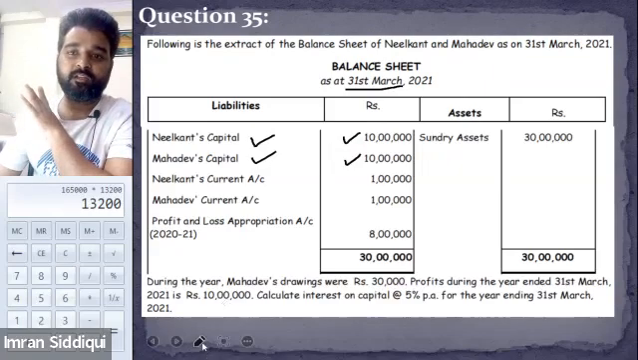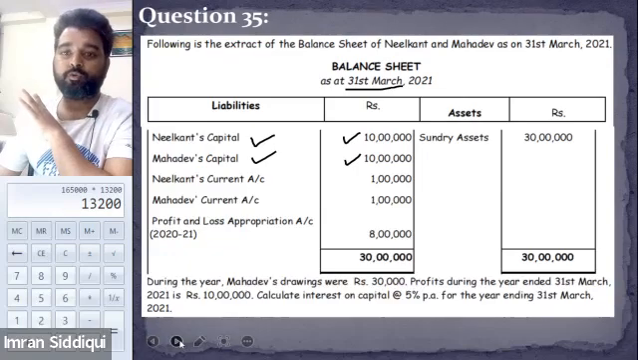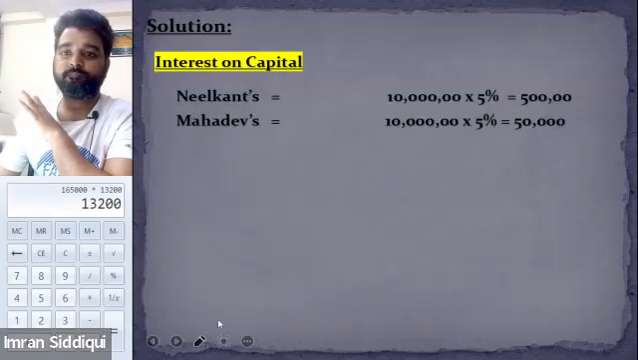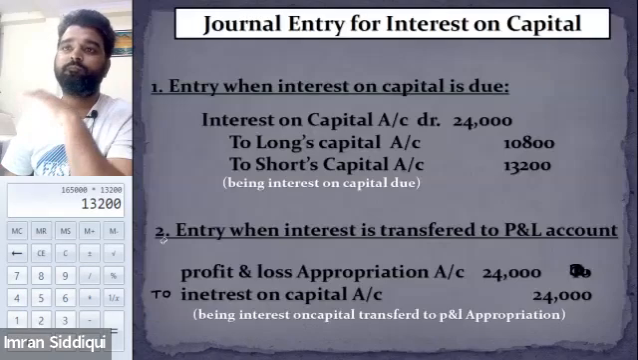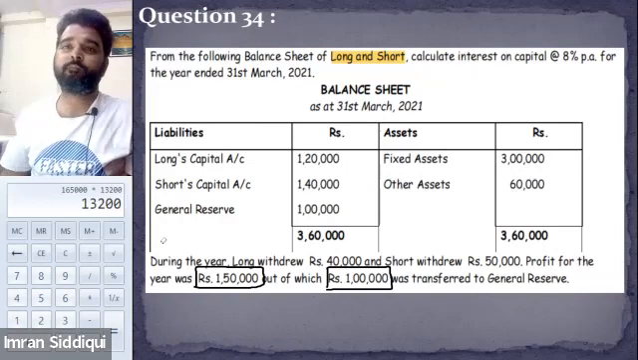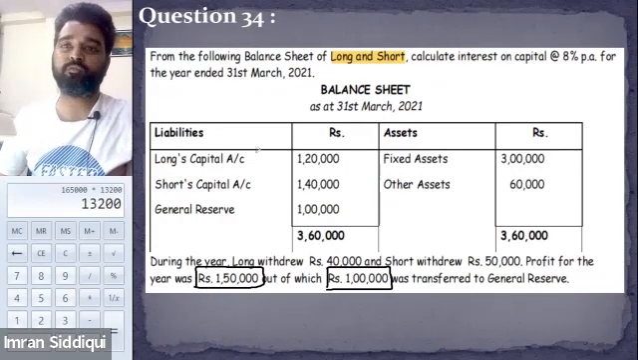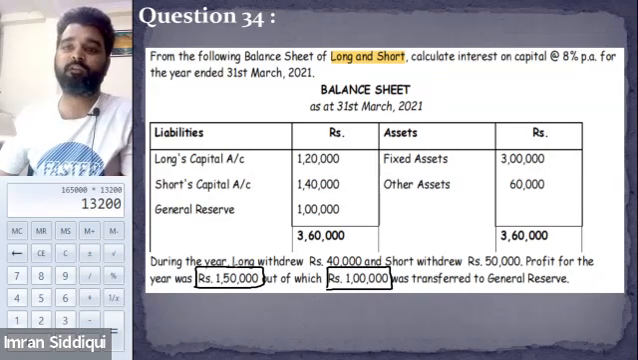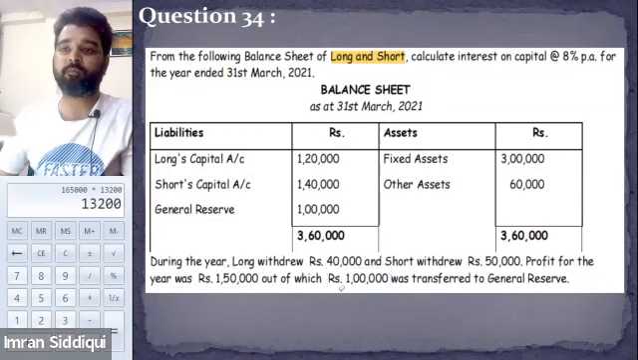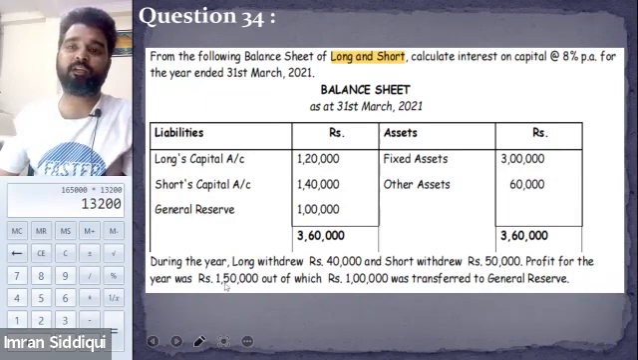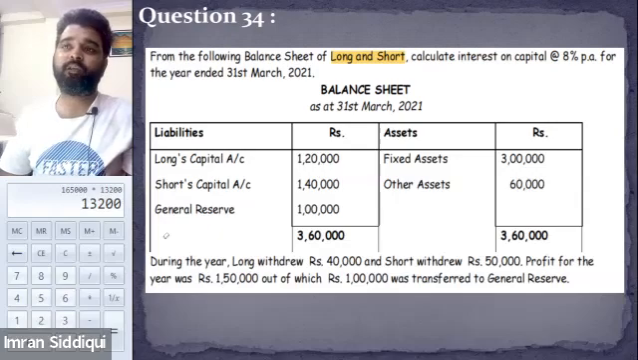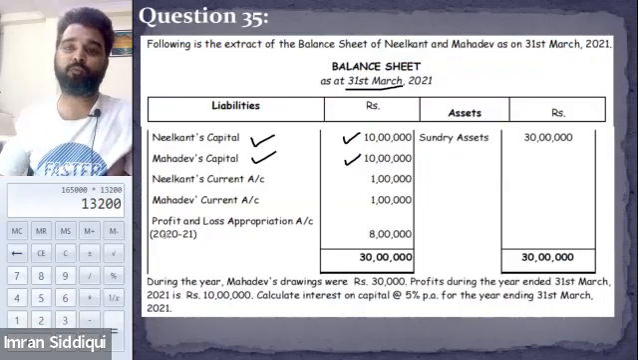Am I clear? Earlier, in the previous question, let me show you. See, in this question, we had to find out the opening capital balance of the partner, right? We were finding the opening capital balance of the partner because the closing capital was there and there was no information regarding the current account balance of the partner. So if there is no current account given in the question, you will have to find out the opening balance of the partner.